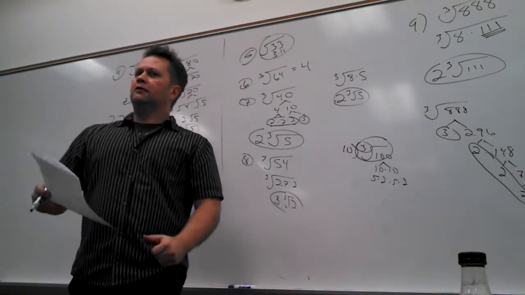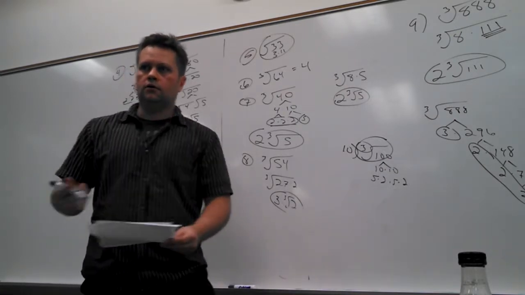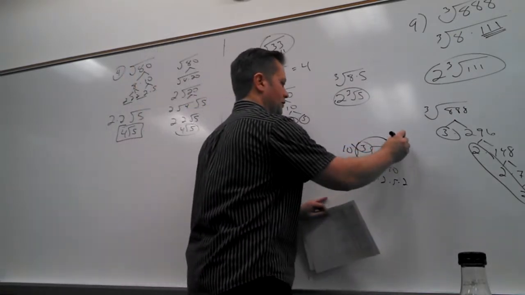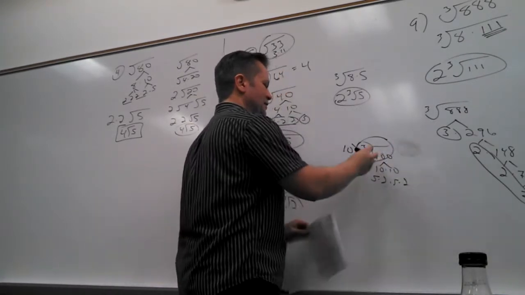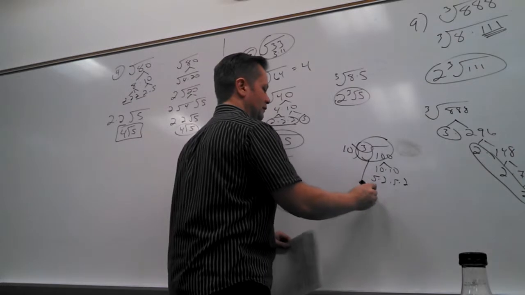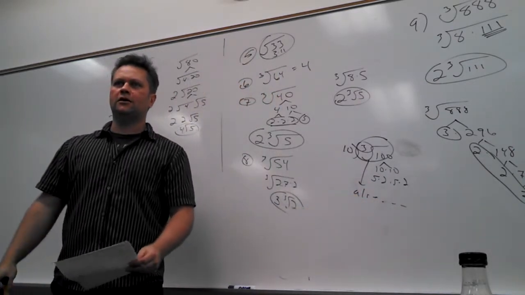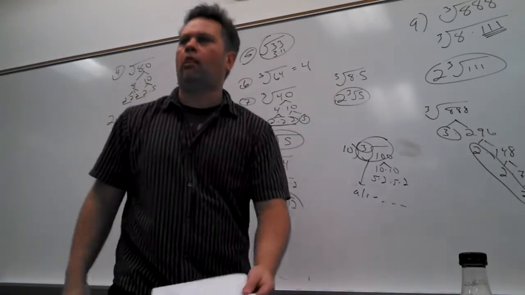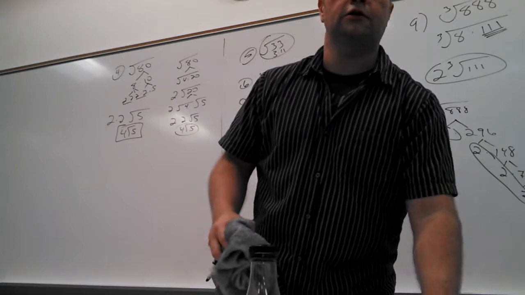Don't write nothing, because then I'll be worried that you didn't even know what to try. We'll just write already simplified. That's how you spell already simplified: A-L-R. Okay. So any questions on that type of problem?